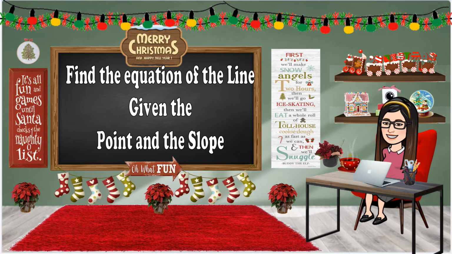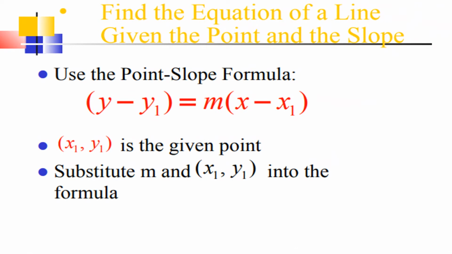How about if we're going to find the equation of the line given the point and the slope? For finding the equation of the line given the point and the slope, use the point-slope formula. The point-slope formula is quantity y minus y sub 1 is equal to m quantity x minus x sub 1. Your x sub 1 and y sub 1 is the given point. All you have to do is substitute m, or the slope, and the given point, which is x sub 1 and y sub 1, into the formula. Okay? Let's have an example.